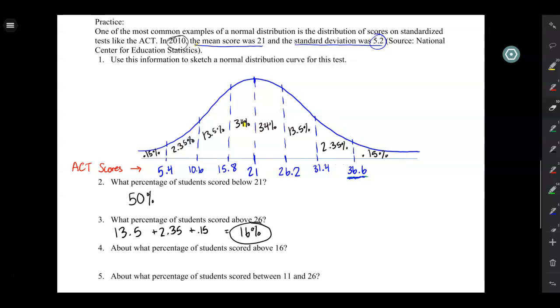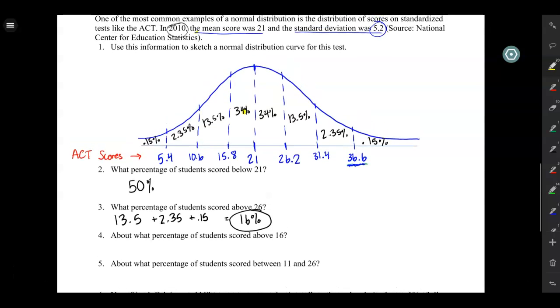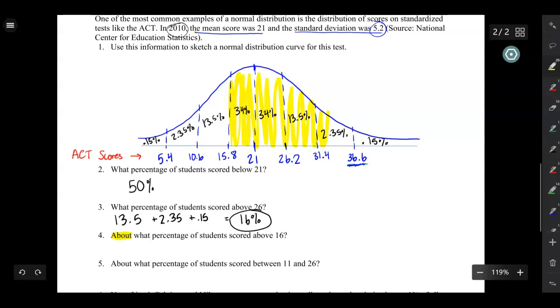If you're feeling pretty confident about this, hit pause, fill in the answers to the next couple questions on your own, and then come back and check your answers. Okay, about what percent of students scored above 16? Now this "about" is an important word, because on our model above, there's not a 16, but there is a 15.8, and that's about 16. So we're going to count everyone that scored above a 16. So we're counting all of these people that got 16 and anything higher than that.